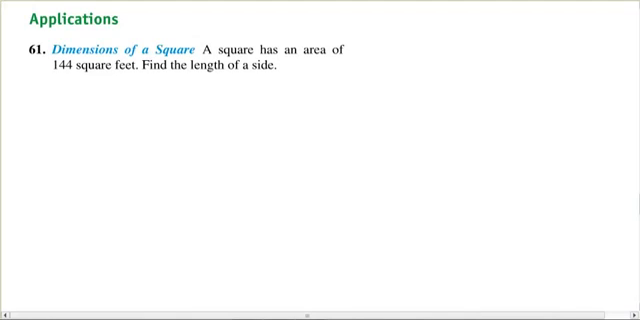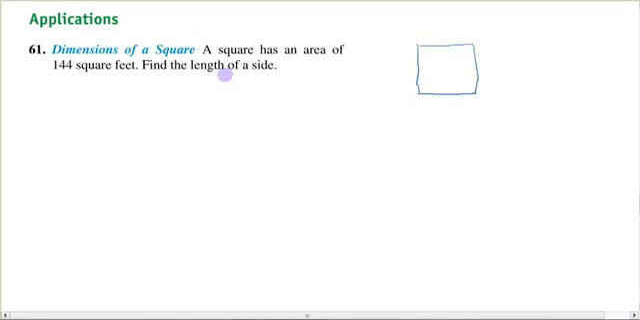For the applications, let's first start with this one. We have the dimensions of a square. It says that a square has an area of 144 square feet. Find the length of a side. All right, so let's draw a picture. Pictures always help when we're doing these application problems. So remember that a square is defined that all the sides are of equal length and the 4 angles are 90-degree angles. So this square has an area of 144 square feet. Find the length of the side.